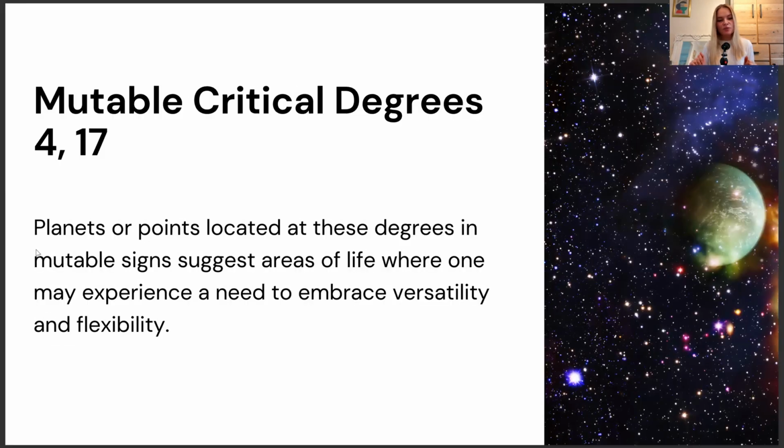And finally, the mutable critical degrees. So this is 4 and 17. Mutable signs are Gemini, Virgo, Sagittarius, and Pisces. And these are the signs that are at the end of each season. So they are flexible, adaptable. And any planets or points in your natal chart at 4 or 17 degrees of one of the mutable signs can suggest that the area of life that these planets rule or where they are present, this is where you may have to experience a certain degree of change, or perhaps this is where you will have to be flexible and adaptable, because this could be a pretty changeable area of your life.